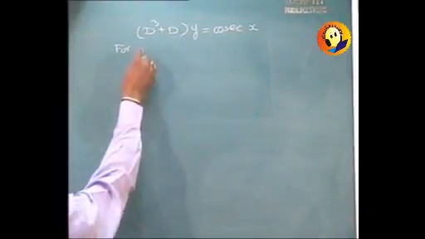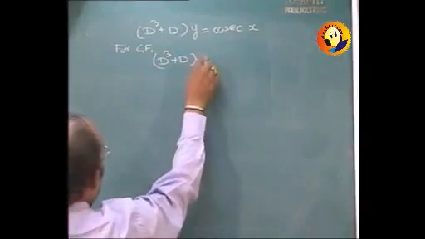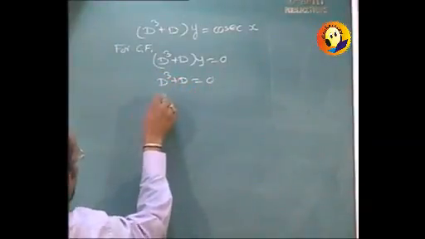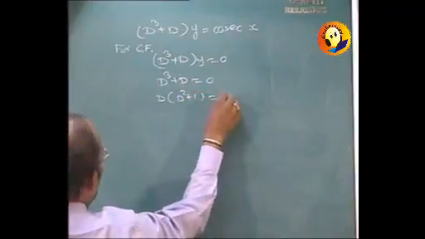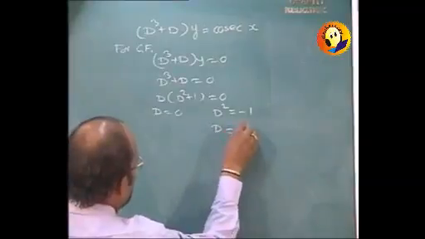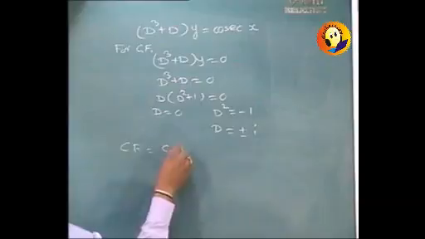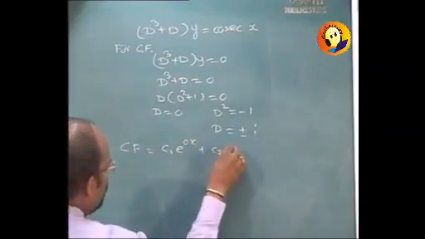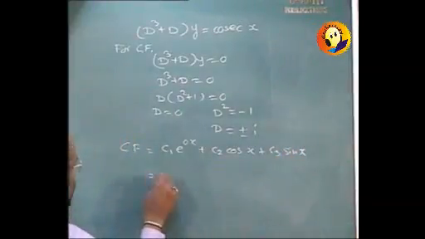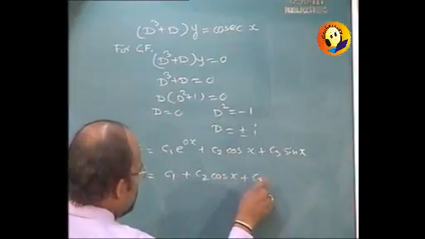So for Cf, it is d cube plus d operating on y equal to 0. That is d cube plus d equal to 0. D into bracket d square plus 1 equal to 0. So d equal to 0, d square equal to minus 1, that is d equal to plus or minus i. There are 3 roots. Cf will be c1 e raised to 0x plus c2 cos x plus c3 sin x. E raised to 0x is 1, so Cf is c1 plus c2 cos x plus c3 sin x.